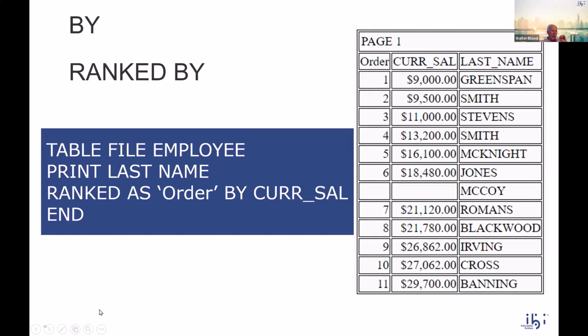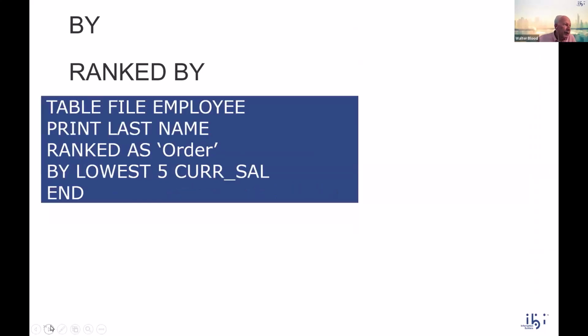Now, notice what happens next. In this particular case, McCoy has no number, but Romans, which is the next one, picks up right where the ranking left off. Now, this is called a dense ranking, and we'll talk about that in a second. Let's take a look at what happens. What are some of the other things we can do?